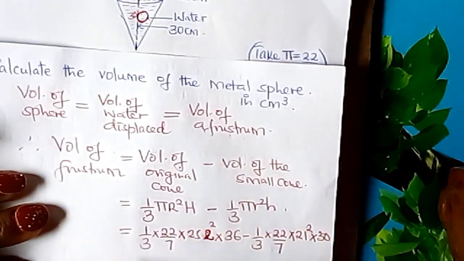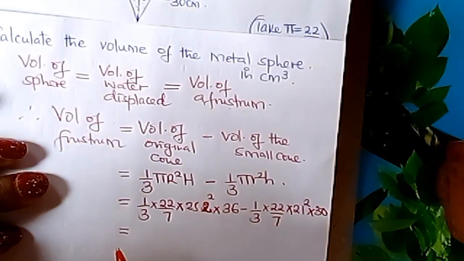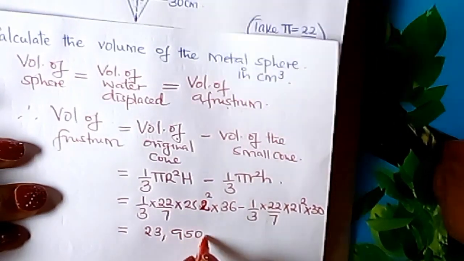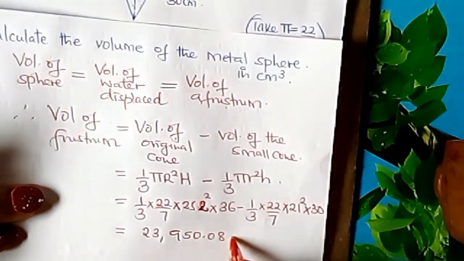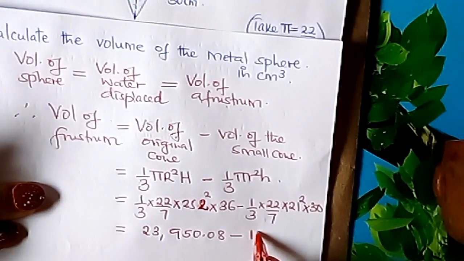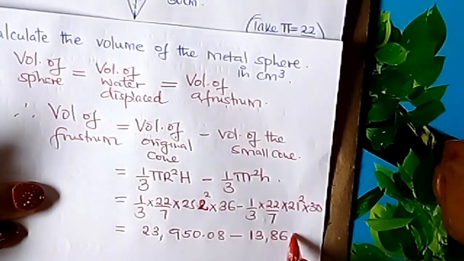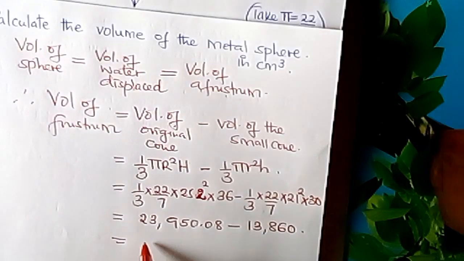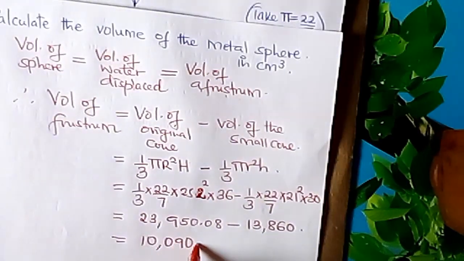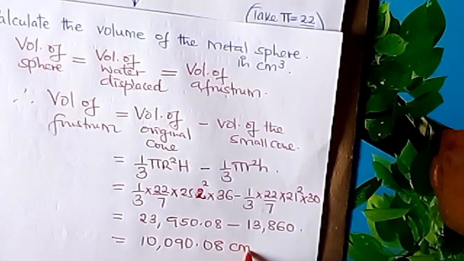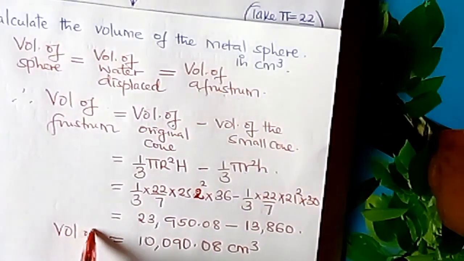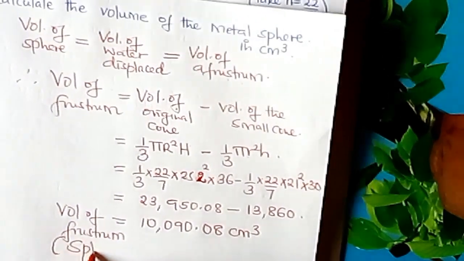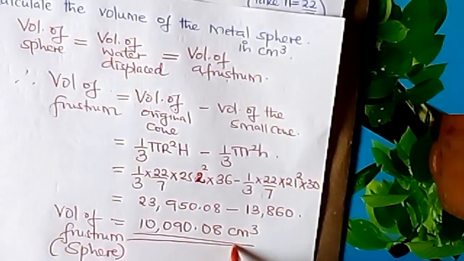You work that out with the calculator, Lana, and you will get 23,950.08. Okay, minus for the small cone it is 13,860. We had got it there in the very first step. You subtract and you get 10,090.08 centimeters cubed. This, Lana, is the volume of the frustrum, which is the same as the volume of the sphere. In this case, there we are.